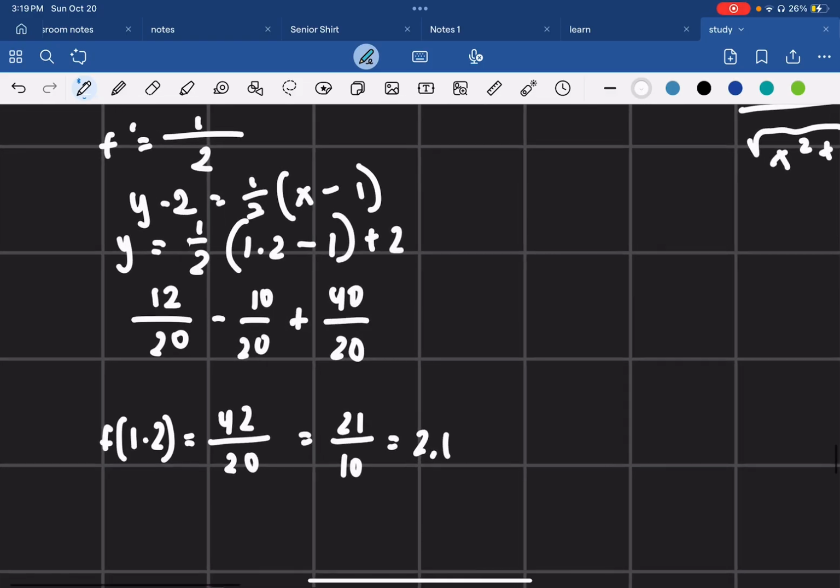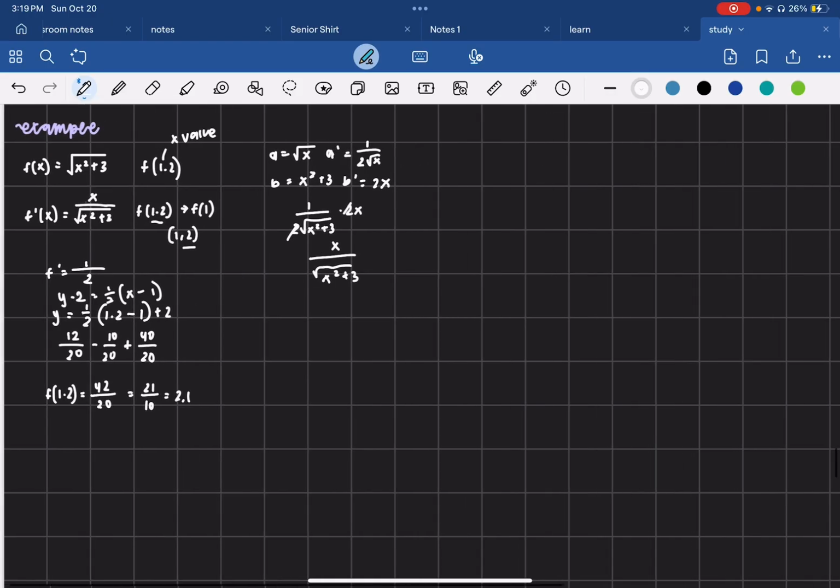I distributed the 1/2, by the way, and then I added the 2, which is your 40 over 20. So you get 12 over 20 minus 10 over 20 plus 40 over 20. And that should equal 42 over 20, which is equal to 21 over 10, or 2.1.